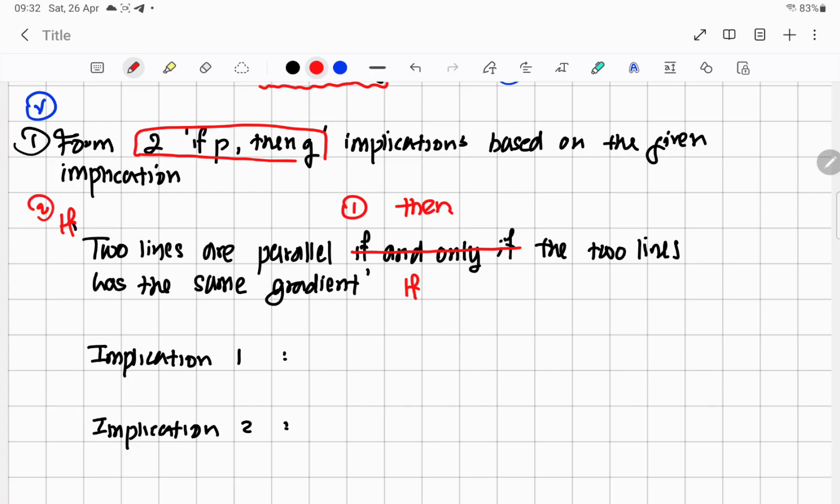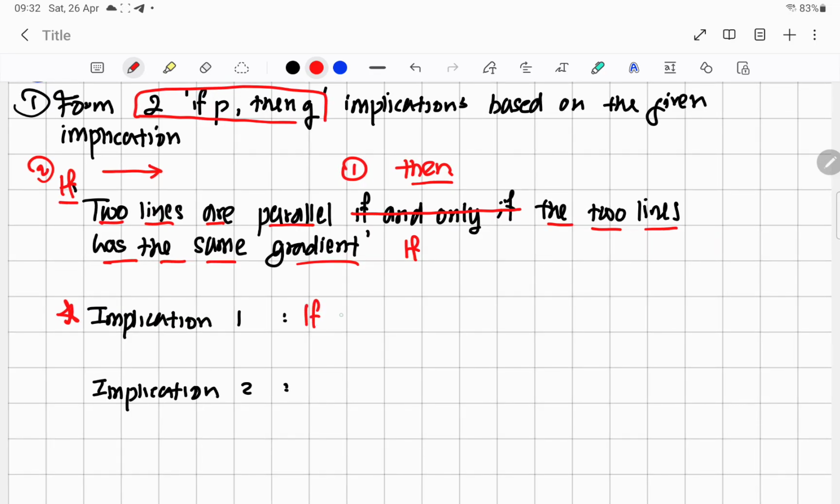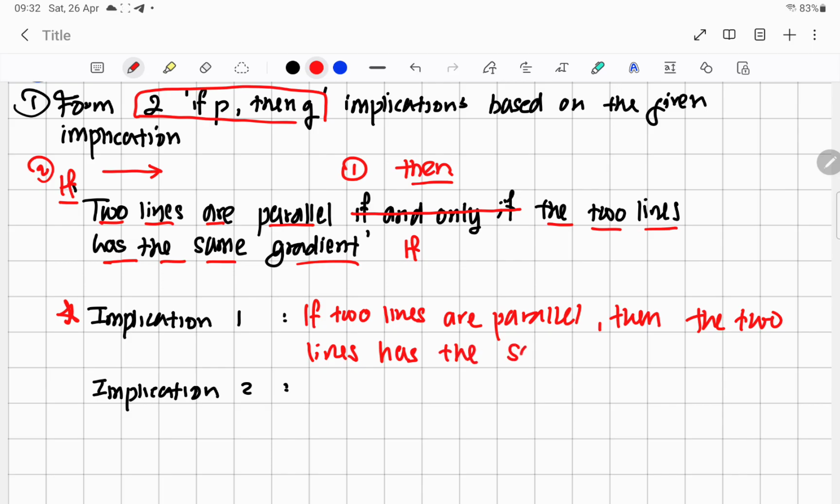The third step is you read, and you can get the answer already. You read the sentence starting from the front first. So you have, if two lines are parallel, then the two lines have the same gradient. This is the first implication: if two lines are parallel, then the two lines have the same gradient.